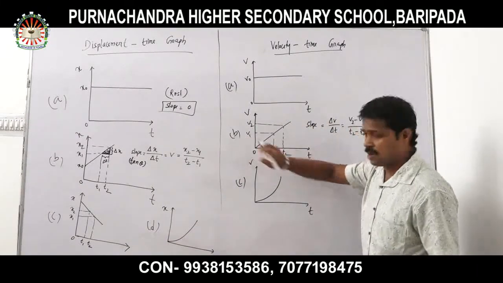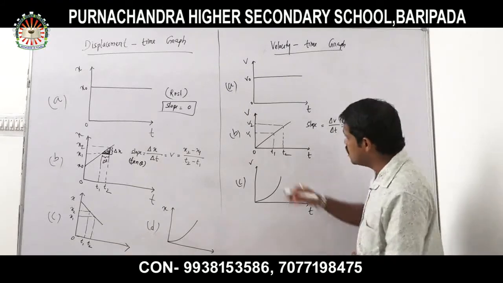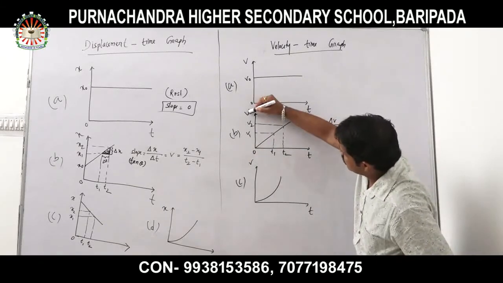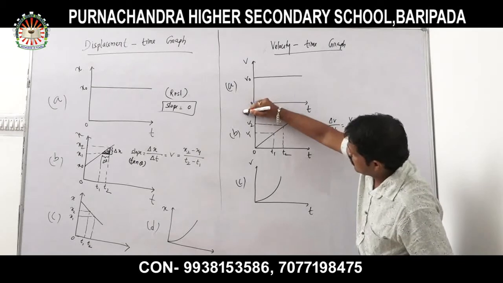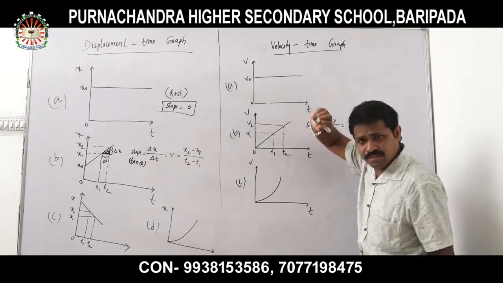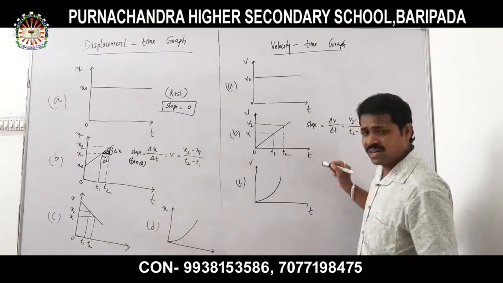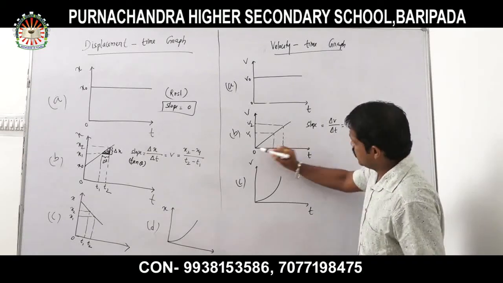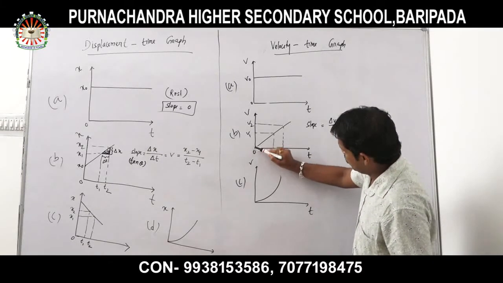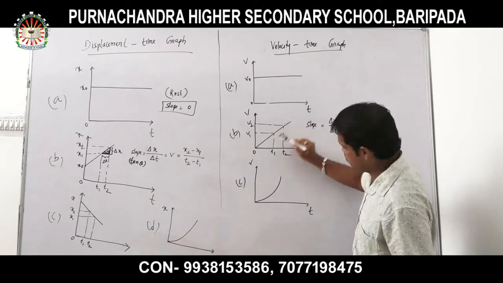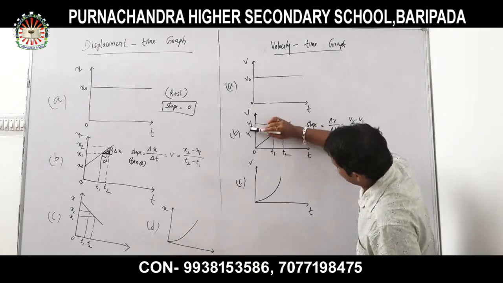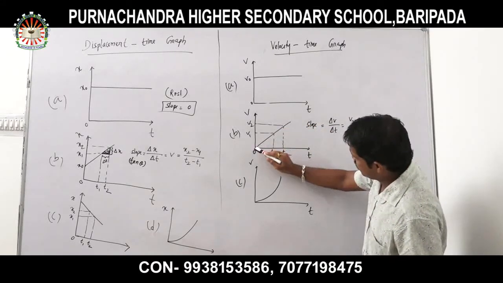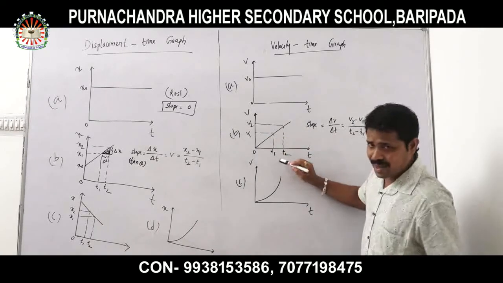Now come to figure number B. All of you look at figure number B. Again, on the y-axis I have taken the velocity, and on the x-axis I have taken the time. Now here also look at the figure. This is a straight line. That means the velocity increases with time in equiproportion.